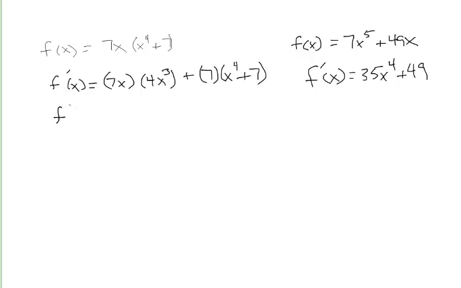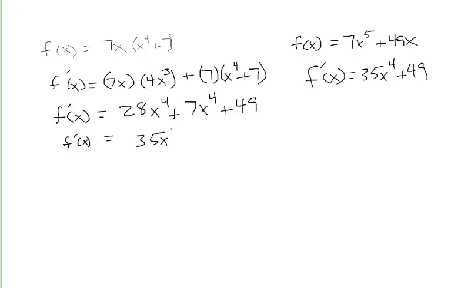So we could say f prime of x is equal to, here we have 28x to the fourth plus 7x to the fourth plus 49, which could be simplified as 35x to the fourth plus 49. So sometimes, even though it looks like the product rule, in a situation like this, it might be a little bit easier to multiply that term through and then use the power rule.